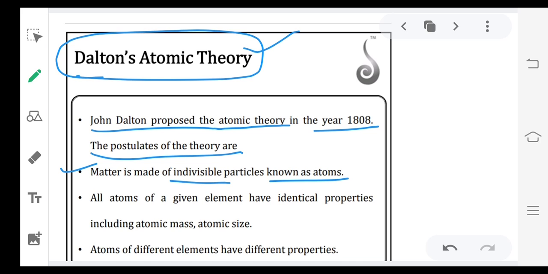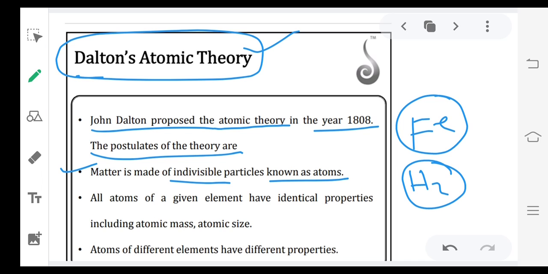Next, all atoms of a given element have identical properties, including atomic mass and atomic size. Suppose you take any element, for example iron, or hydrogen, all iron atoms have identical properties. Atomic mass same, atomic size same, everything same. If you take hydrogen atoms, they have the same size, same mass. But according to new theories, there are isotopes like 1H1, 1H2, 1H3. In the case of isotopes, mass numbers are different for the same element. So that is one of the drawbacks of Dalton's atomic theory also.